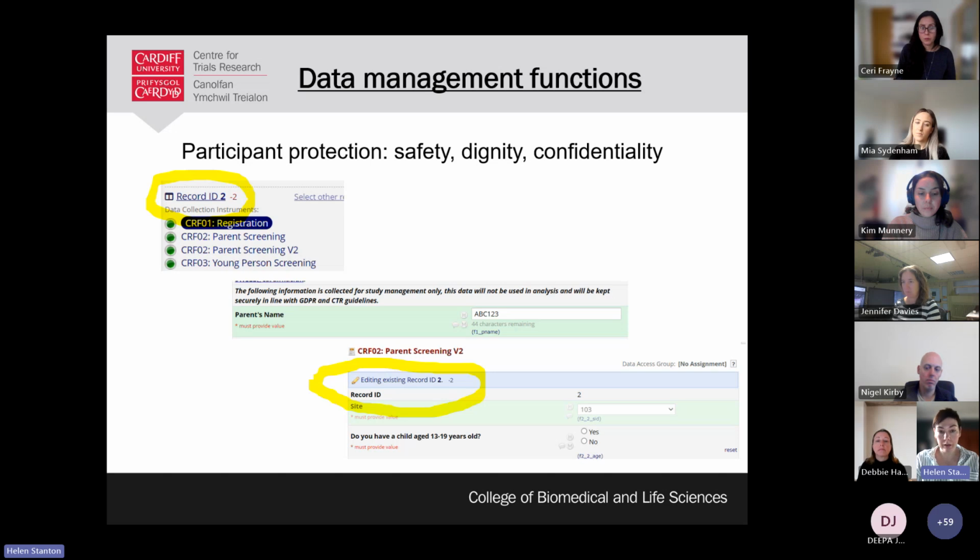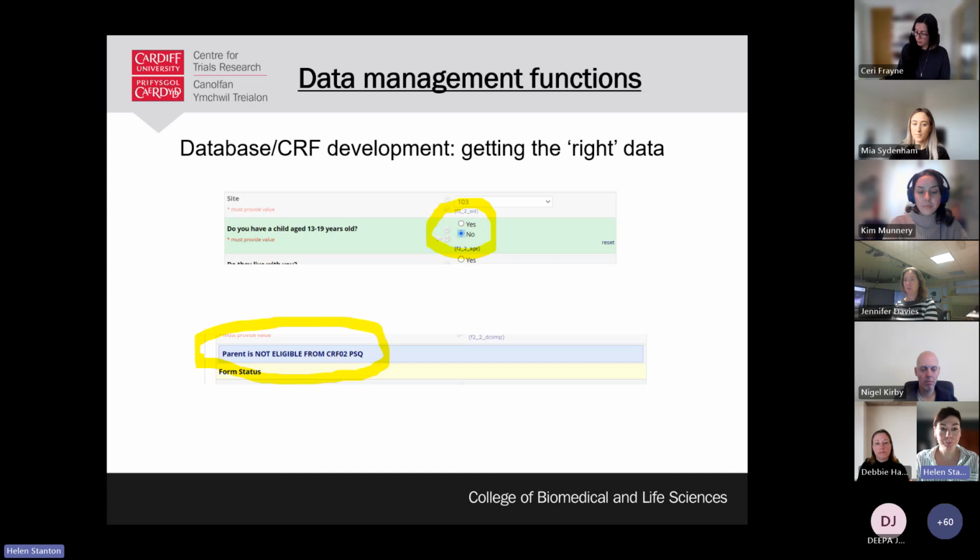So you can see on this screenshot here, we've captured the parent's name, the parent in our imaginary study, and they're called ABC123. Couldn't think of anything more imaginative, I'm afraid. So we've captured that in the registration form, but from any data form after, as you can see at the bottom of the screen, they're known as participant 2. So participant confidentiality is essential for good data management.